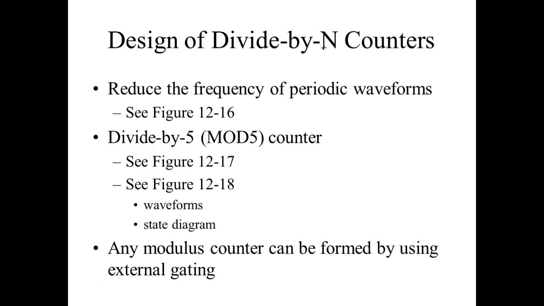Divide by n is called the modulus. If we divide by 5, that means we'll reset on 6, right? You understand? So for the modulus, we reset on 1 plus what we want to set the modulus for. Any modulus counter can be formed by using external gates, and usually we use AND gates or NAND gates depending on what's required to reset the counter.